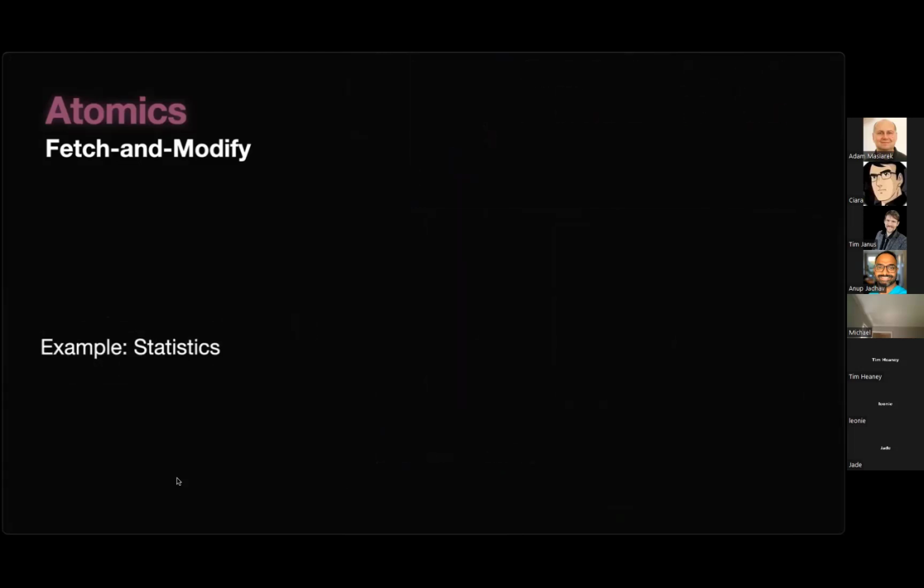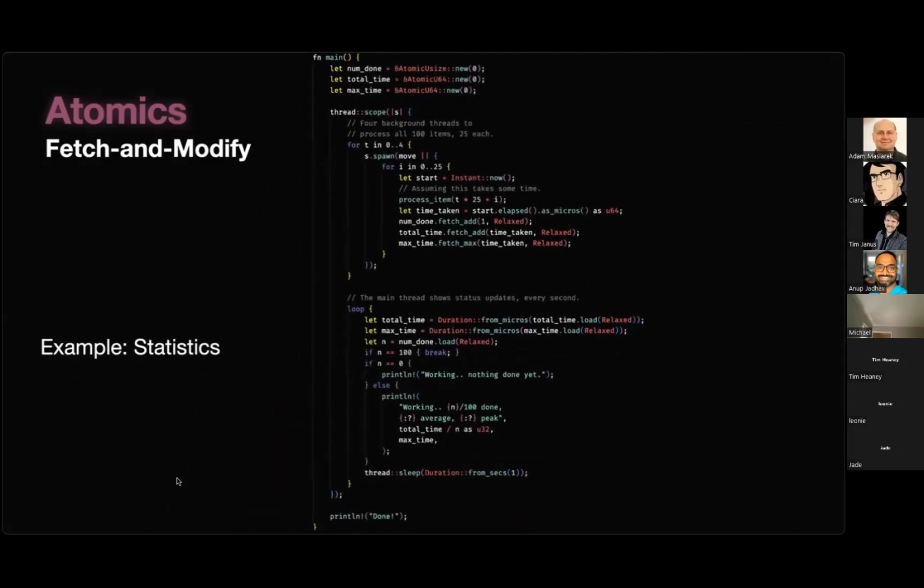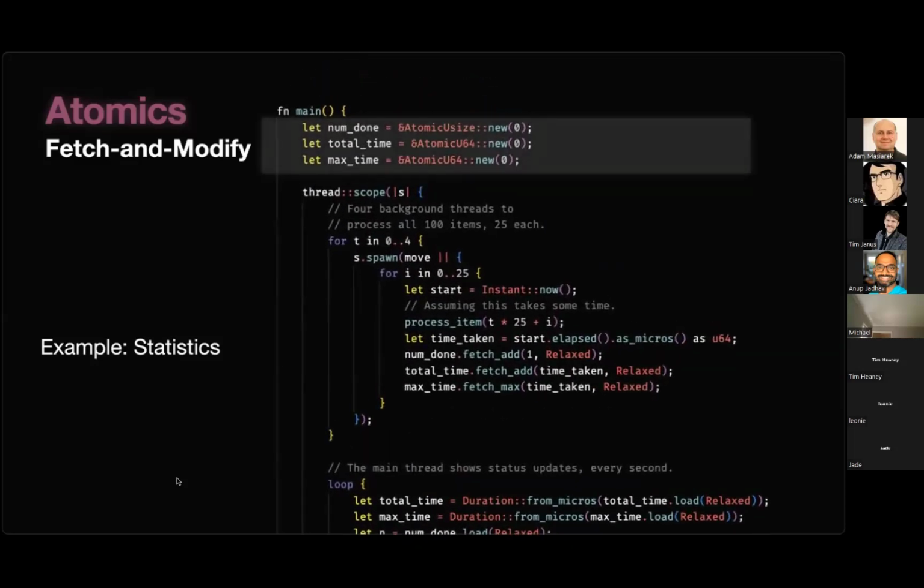Okay, so let's continue this concept of reporting what other threads are doing through atomics. Let's enhance our previous example to also collect and report some statistics on the time it takes to process an item. So on top of num_done, we are adding 2 more atomic variables here: total_time and max_time, to keep track of the amount of time spent processing items. We'll use these to report the average and peak processing times.